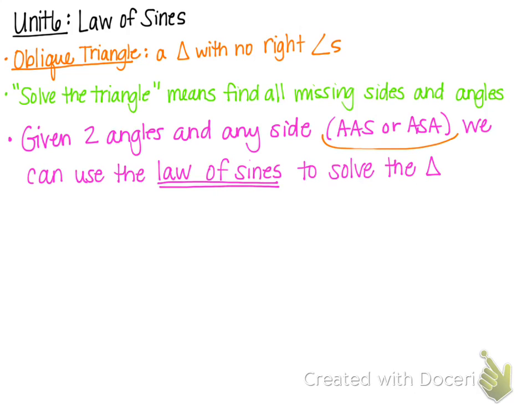So today, for the law of sines, we're going to be given two angles and any side of a triangle. Now, can you remember what these things mean? The A's stand for angles, and the S's stand for sides. So we're either given a condition where we have angle, angle, side, or angle, side, angle. So it doesn't matter if that side is between those angles or not. We can still use the law of sines to figure out what the other missing pieces are.